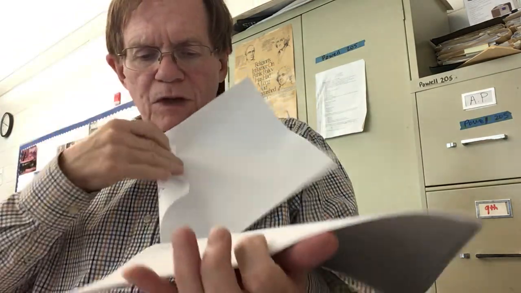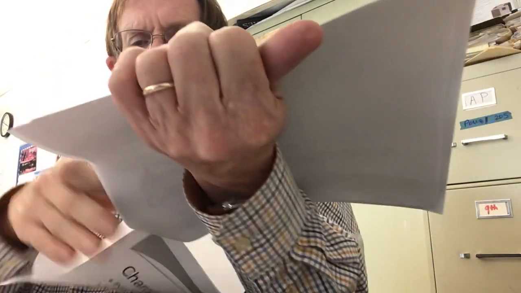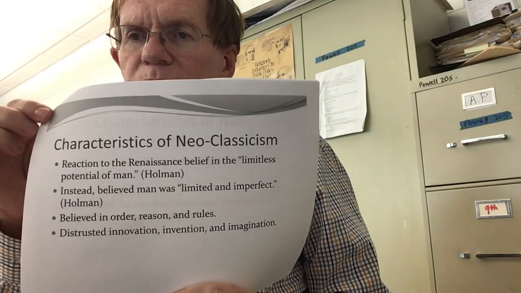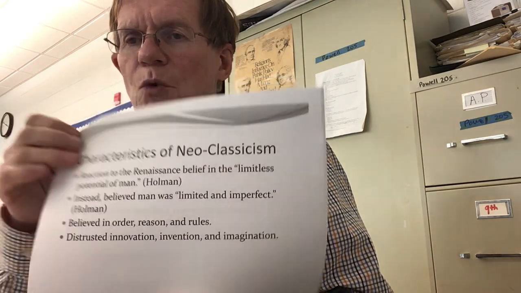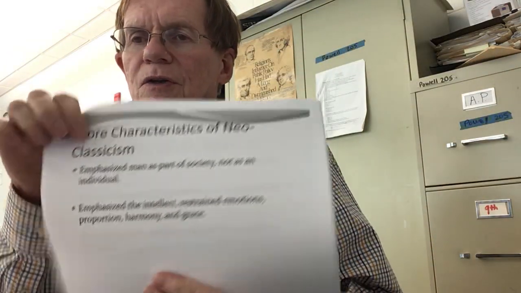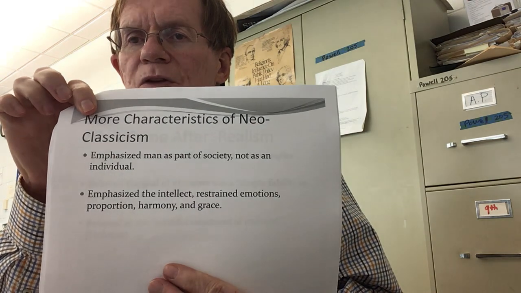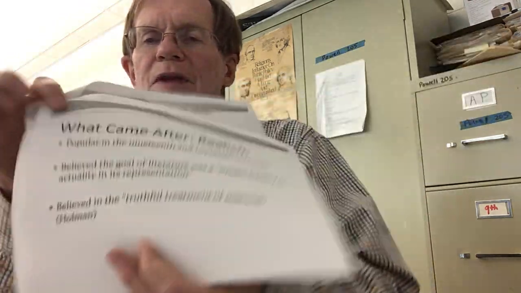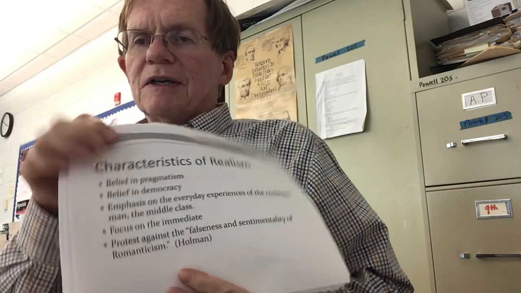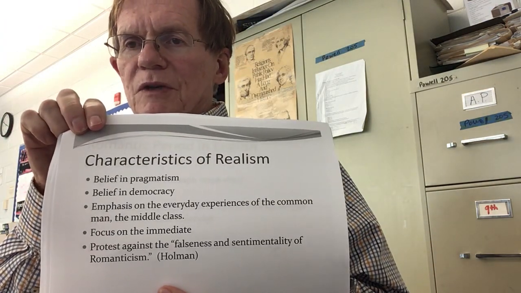And then there are characteristics for neoclassicism, which came before Romanticism, and there are 4 here, and there are 2 here. So there are 6 altogether. You need to know those. Neoclassicism came before Romanticism, and realism came after Romanticism. And there are 5 characteristics of realism, all listed here.